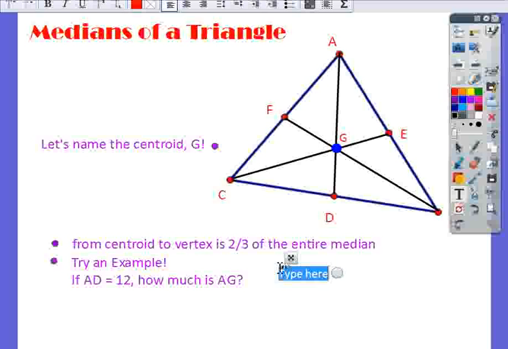So we know that AG equals 2/3 of AD. Well, we know the length of AD is 12, so let's plug in what we know. AG equals 2/3, and AD is 12. So now we can do some simple math. I'm just going to multiply the top of this fraction by the top of this, because remember, 12 is really 12 over 1. So 2 times 12 is 24, divided by 3, which gives me 8. So AG equals 8.